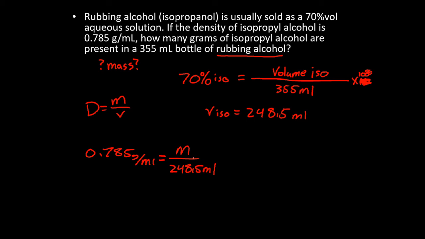I don't know what mass I have, but I do know that I have 248.5 mL. And so if I do a little bit of algebra once again, multiply both sides by 248.5, that's going to make my mL cancel out, leaving me with grams. And I will finish with 0.785 times 248.5, let's see, I only get 3 sig figs. So 195 grams of isopropyl alcohol.